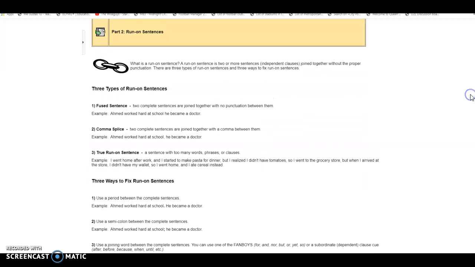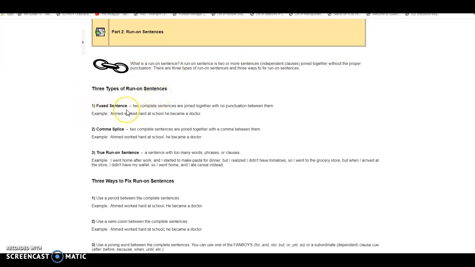Number 2 is the opposite of a sentence fragment. It's a run-on sentence. And a run-on sentence is a sentence that is just too long, too much information. And so a good definition of that is a run-on sentence is 2 or more sentences joined together without proper punctuation. And there's 3 ways that this can happen.